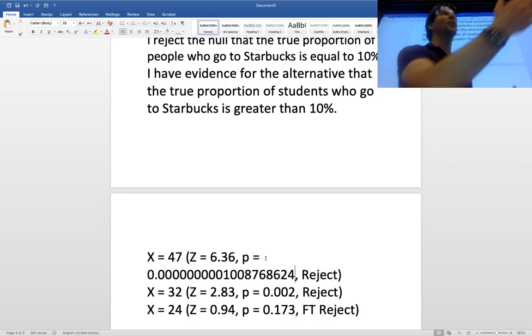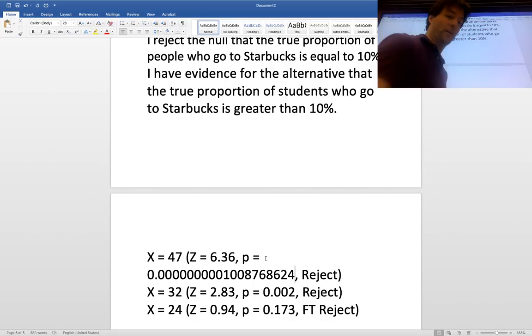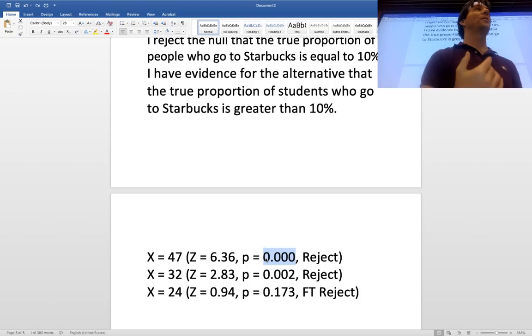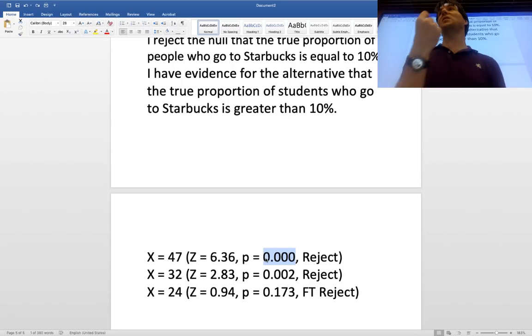Does that make sense? As we notice here, the bigger the z statistic, the what evidence we have? The bigger the z statistic, the more evidence. Because the bigger the z statistic, the what are the p-value? Smaller the p-value. And the smaller the p-value, the more evidence, the stronger the evidence.